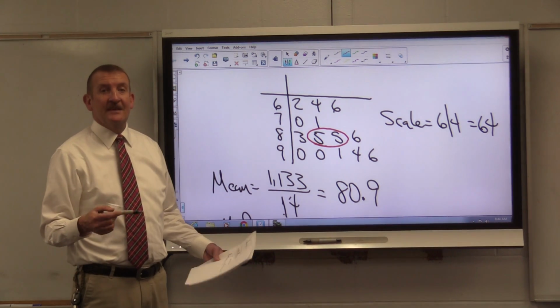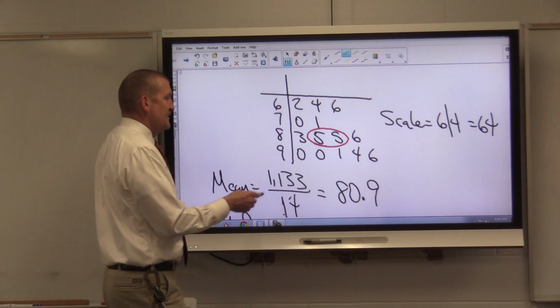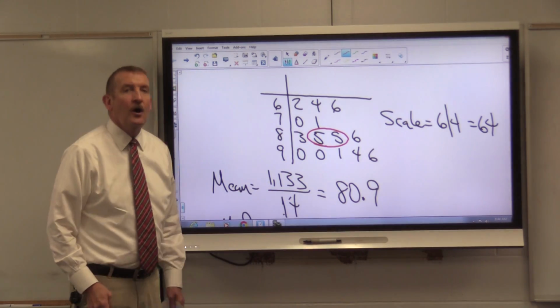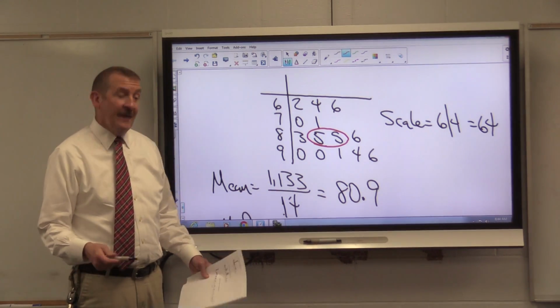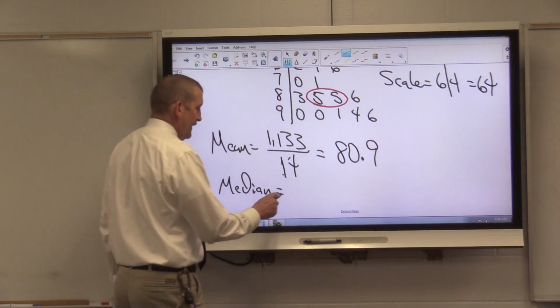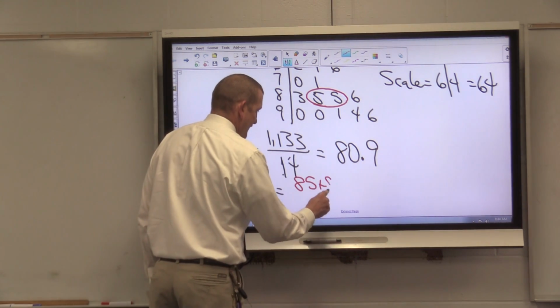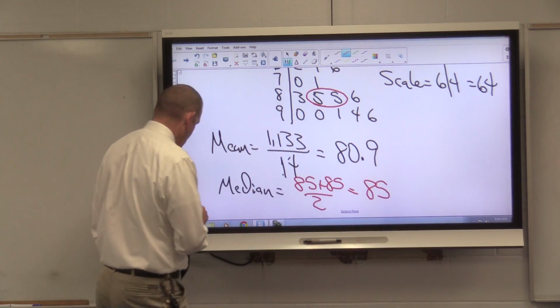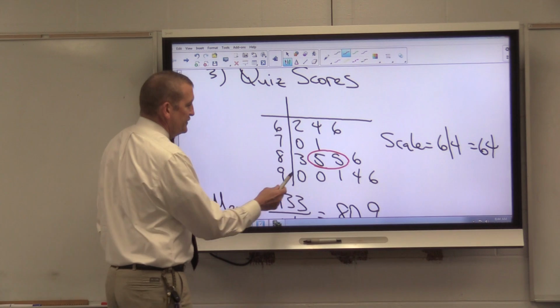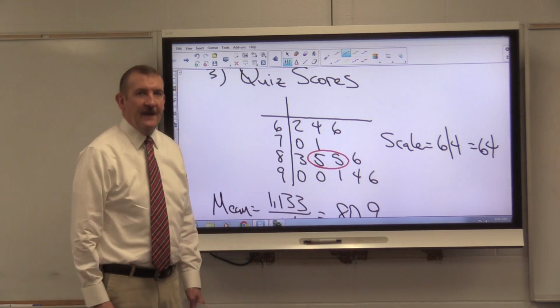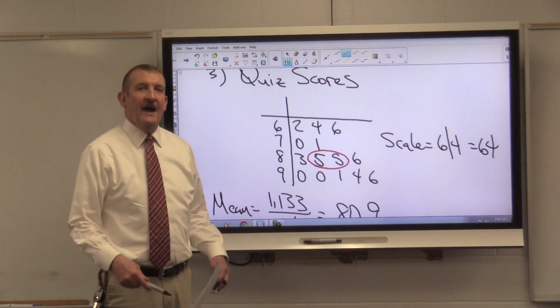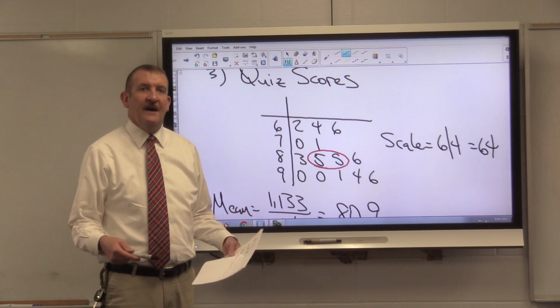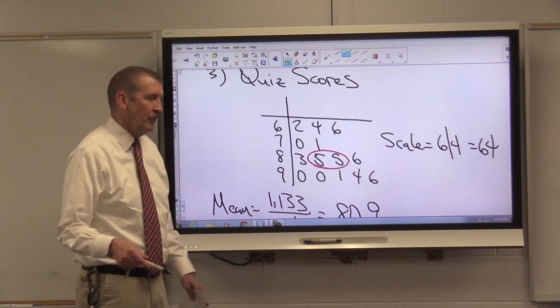Now, the nice thing about this data set is my two middle numbers are both 85. And the average of 85 plus 85, hopefully you understand, is going to be 85. But let's say this was an 84 and that was an 85. Then my average, 84 plus 85 divided by 2, would be 84.5.